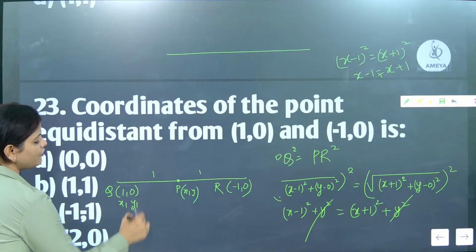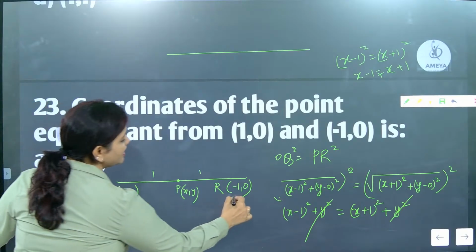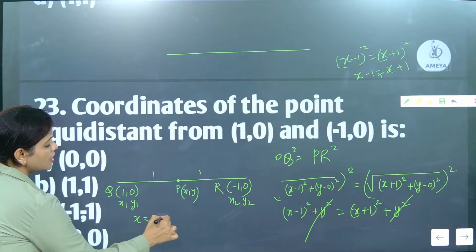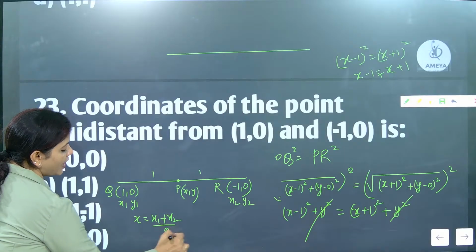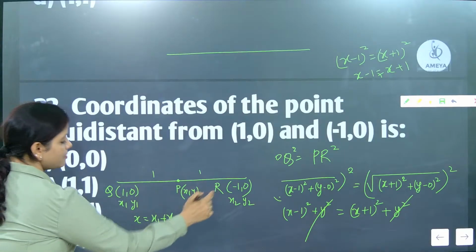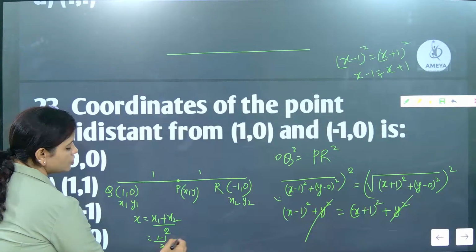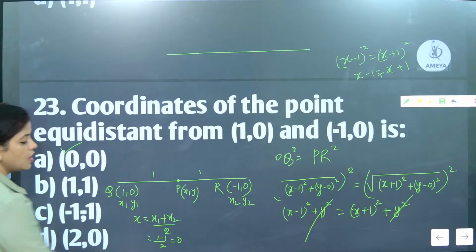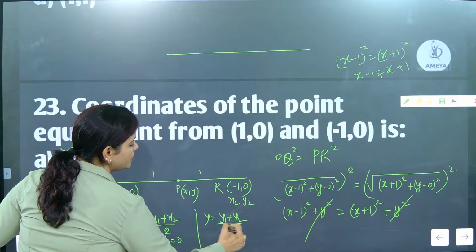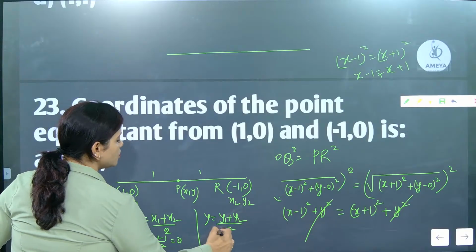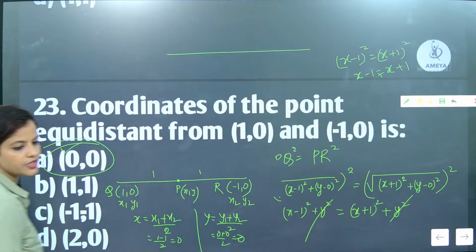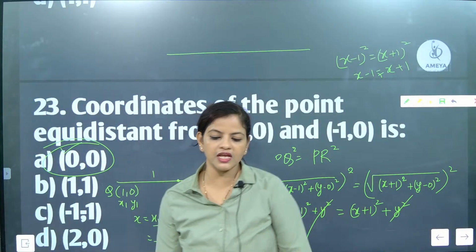What is the midpoint formula? Take (X1, Y1) and (X2, Y2). X will be equal to (X1 plus X2) divided by 2. So 1 plus minus 1, 1 minus 1, the answer is coming as 0. Now we will find Y. Y is equal to (Y1 plus Y2) divided by 2, which is 0 plus 0 divided by 2, coming as 0. So the origin is equidistant from both.